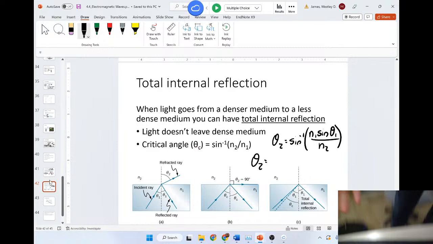If I just plug in, it doesn't matter which one's 1 and 2, just be consistent. If you want 1 to be water, make it water. If you want 1 to be air, make it air. Just make certain your angles go with the right ones. Doesn't matter which is which, as long as you're consistent in terms of that. And then we said n1 sine of 90.